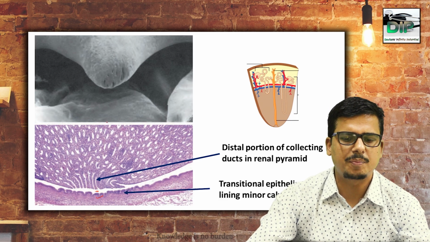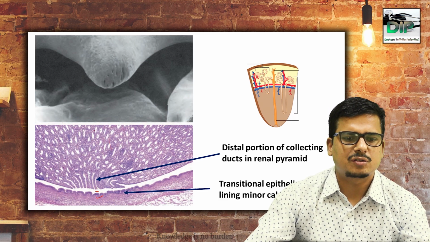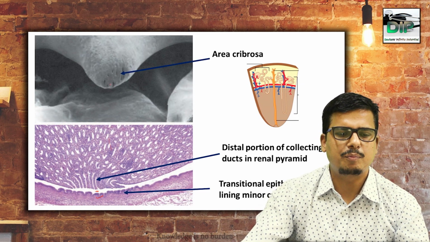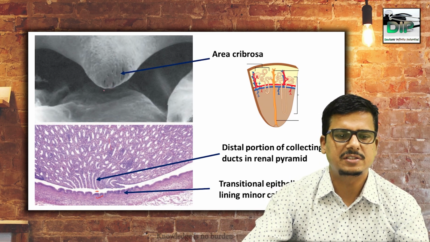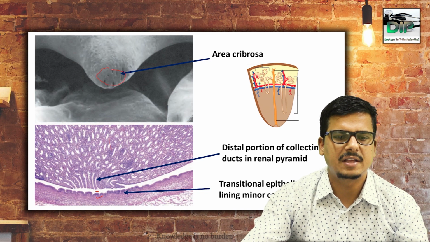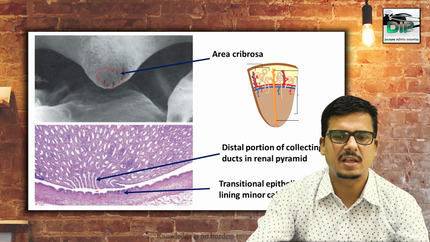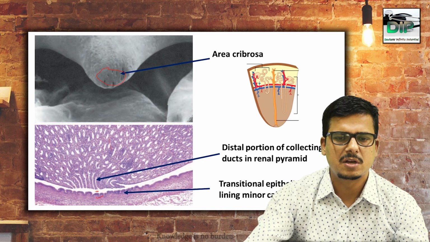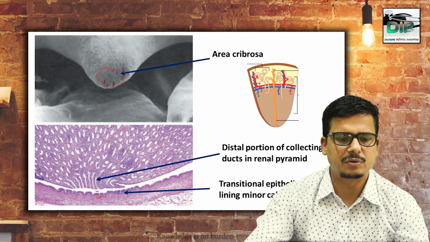If you see the macroscopic view of this renal pyramid, the tip of the renal pyramid, you will see small pores in this region. That's why this area, where the small pores are, is called the area cribrosa. Cribrosa means sieve-like appearance, so that's why the name is area cribrosa.